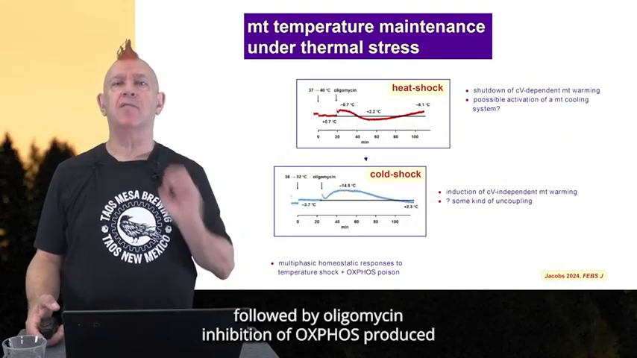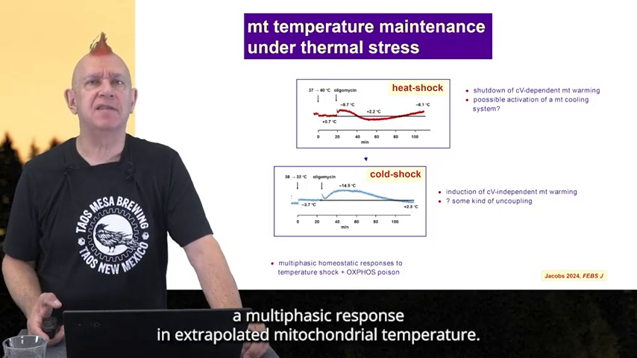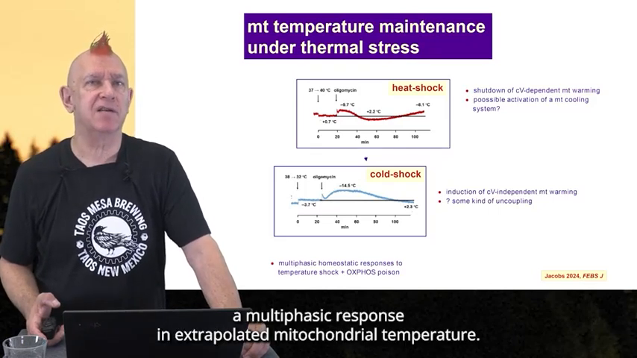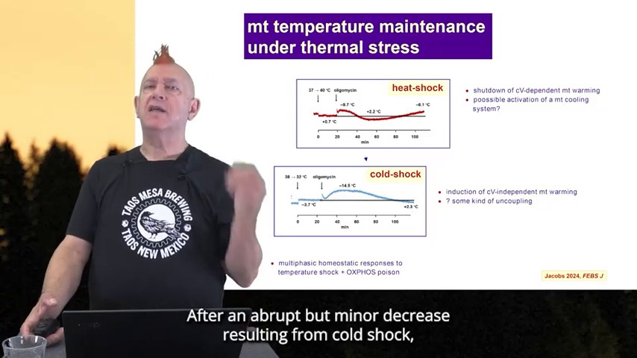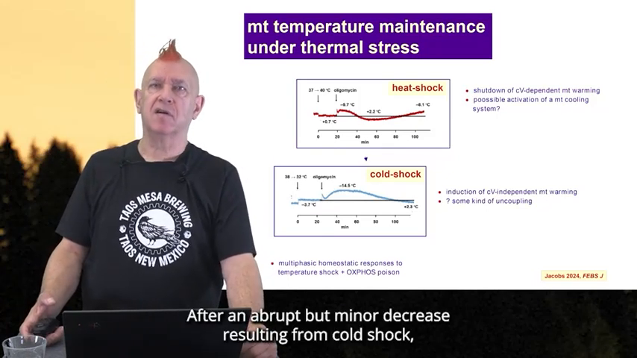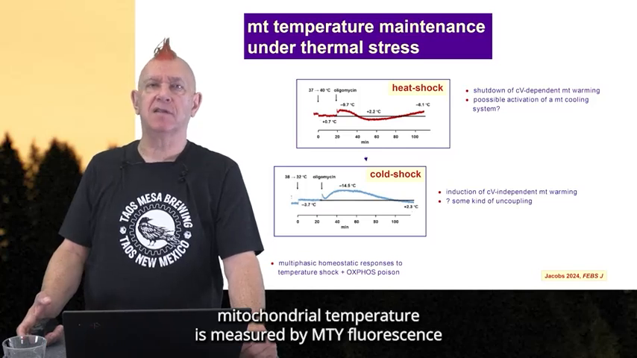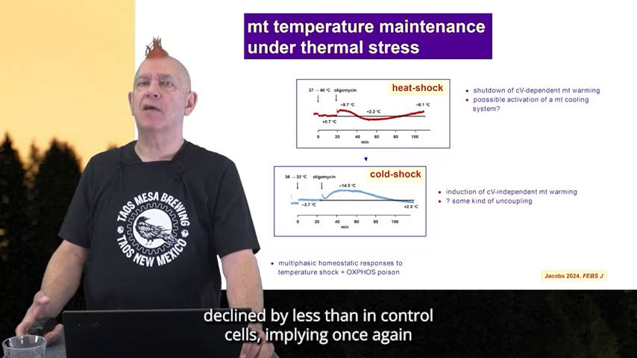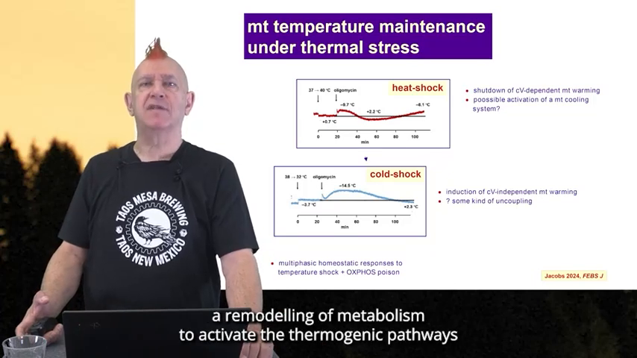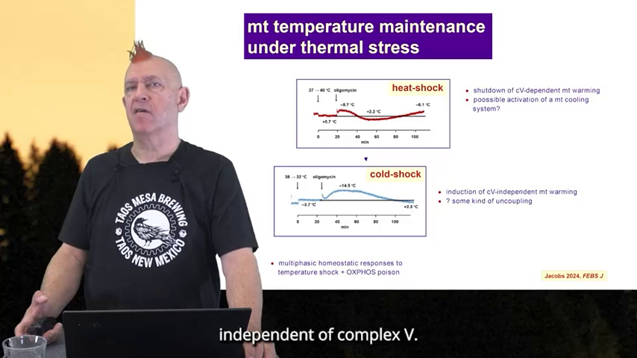Thermal stress followed by oligomycin inhibition of OXPHOS produced a multiphasic response in extrapolated mitochondrial temperature. After an abrupt but minor decrease resulting from cold shock, mitochondrial temperature as measured by MTY fluorescence declined by less than in control cells, implying once again a remodeling of metabolism to activate thermogenic pathways independent of complex 5.